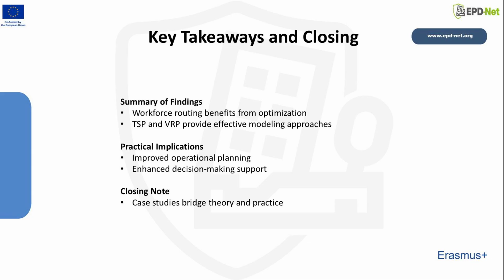In this topic, we explored a real-world case study of workforce routing and demonstrated how optimization techniques can improve field operations. The case study showed that workforce routing benefits significantly from systematic optimization rather than manual planning. By applying models such as TSP and VRP, routing problems can be structured and solved effectively, leading to improved efficiency, balanced workloads, and more reliable service delivery. These approaches support better operational planning and decision-making.